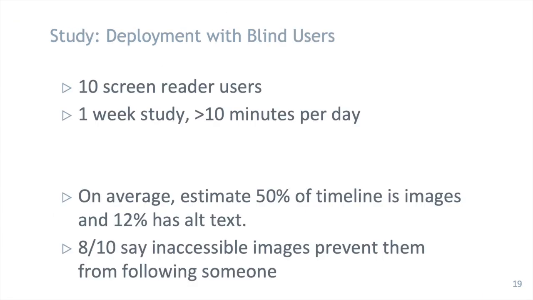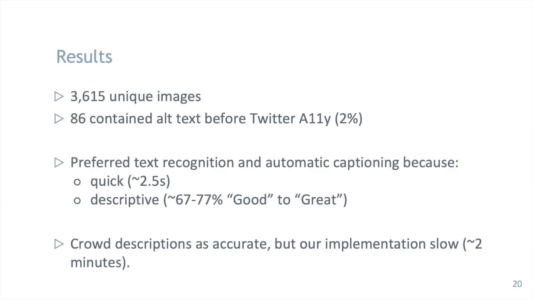10 screen reader users used Twitter Ally for 1 week and for at least 10 minutes a day, but often more. We asked them in interviews beforehand about their experience on Twitter. They estimated that 50% of their timeline is images and 12% had alt text on average. 8 out of 10 said inaccessible images affects their decision to follow an account. Through the deployment, over 3,500 images were collected, and 2% were accessible before using Twitter Ally.